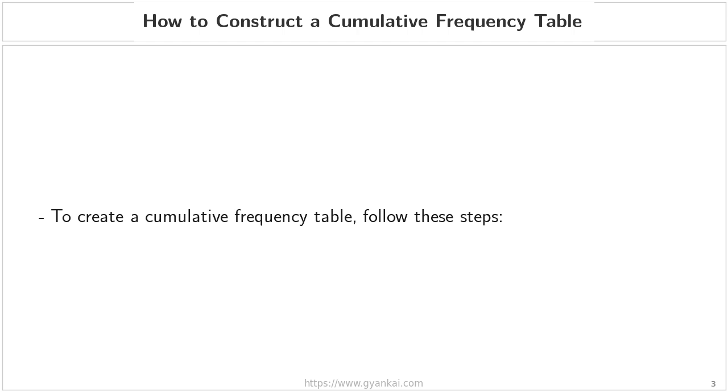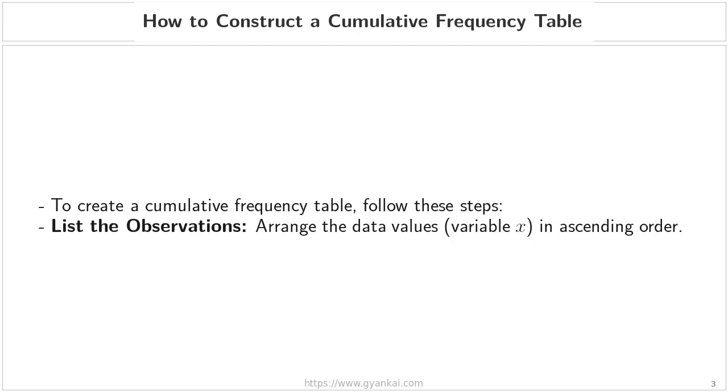How to construct a cumulative frequency table. Now that we understand what cumulative frequency represents, which is essentially that running total we discussed in the previous slide, let's walk through the practical steps of how you actually construct a cumulative frequency table. First, you need to list your observations. This is your variable, which we call x. It is crucial that you arrange these data values in ascending order, meaning from the smallest value to the largest. If they aren't in order, the running total concept won't work correctly.